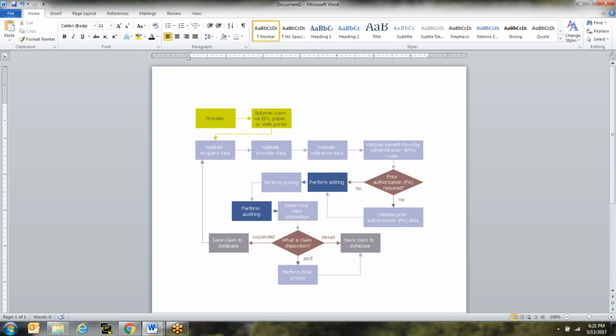So let's go through this particular flowchart first, and then I'll paint some real-life scenarios. Okay. Now, here's a provider. Provider means medical provider, somebody who, sorry, somebody who provides medical treatment, somebody who gives the medical treatment or performs all the medical tests. It could be a hospital, a clinic, a testing lab, any of them. So the provider submits a claim through EDI or paper or web portal.